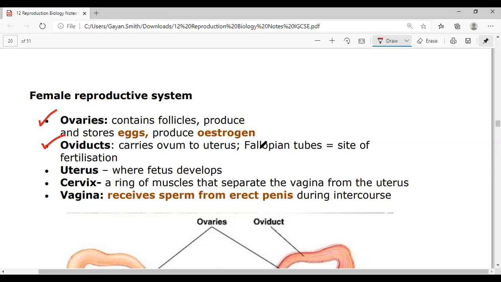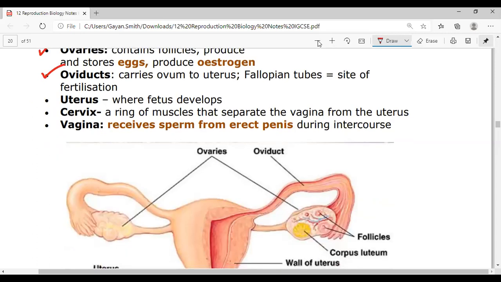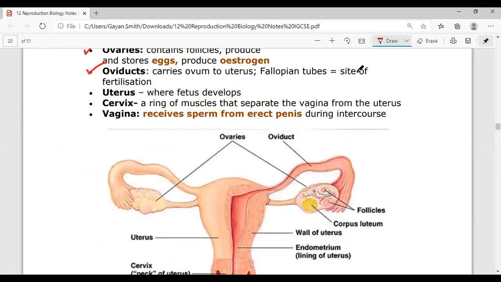They're also known as fallopian tubes. So you can call it the fallopian tube or you can call it the oviduct, and it carries the egg. The egg is produced here in the ovary, and the tube carries it on its way to the uterus. But it is in the fallopian tube that you also want the sperm to meet the egg. So notice it says here that the fallopian tube is a site of fertilization. This is where you want the sperm and the egg to meet.